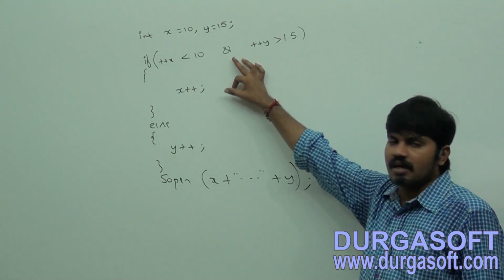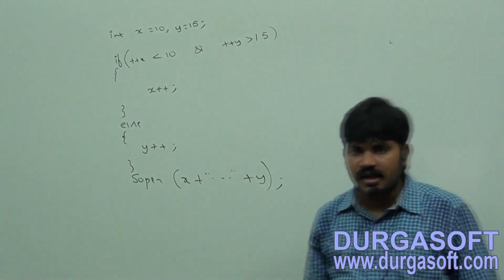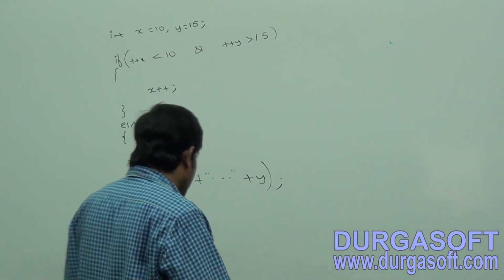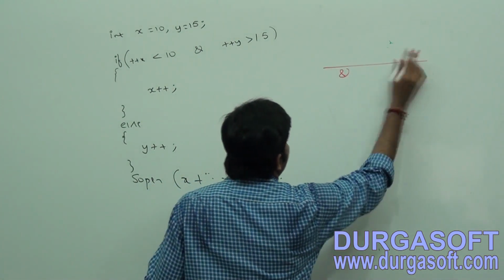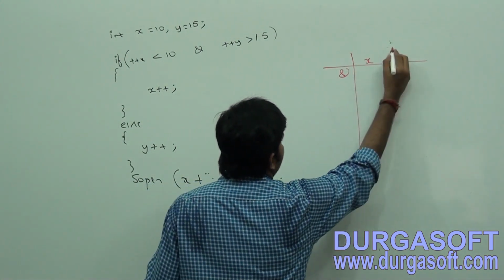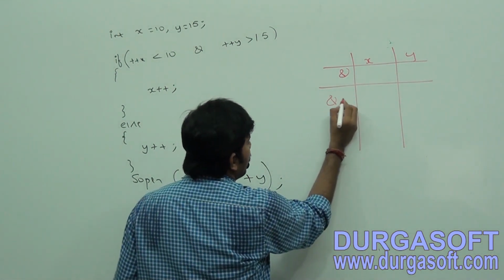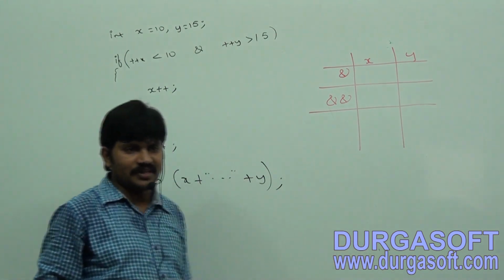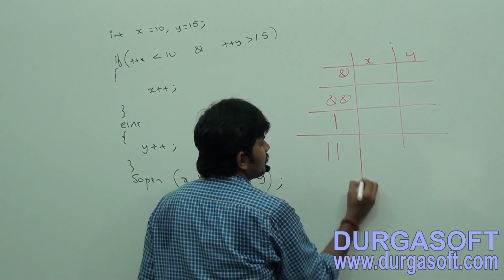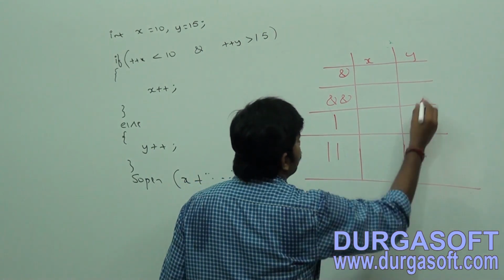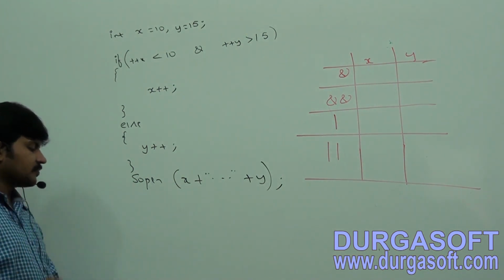Because here I use a normal and. If it is a normal and, both arguments should be evaluated or not? Yes. Now my question is, if I take the normal and operator, what is x and what is y? Again, if I use a double and, what is x and what is y? If I use a normal or and a double or, what output are we going to get? This is my requirement. Now let me explain.